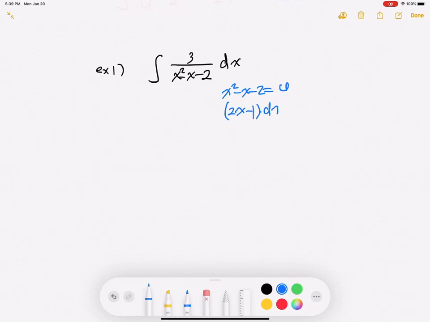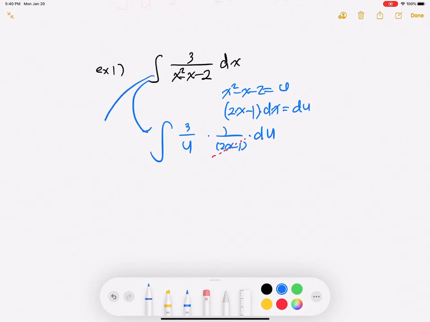dx equals du over 2x minus 1. And then change this function to a u function, 3 over u, and change dx to du, 1 over 2x minus 1 times du. Usually in a u substitution problem, this part should be crossed out, but in this case it cannot be crossed out, right? That's why it is not a u substitution problem. We have to use partial fractions. I'll show you how to do it.